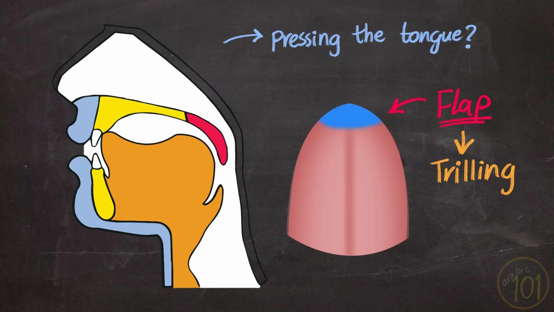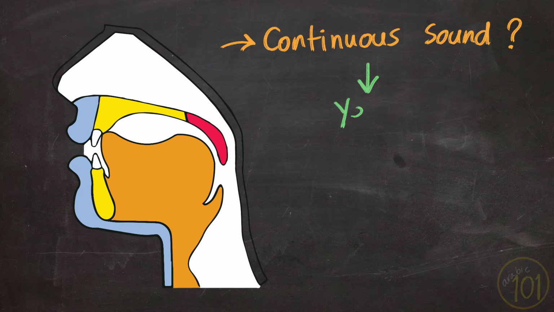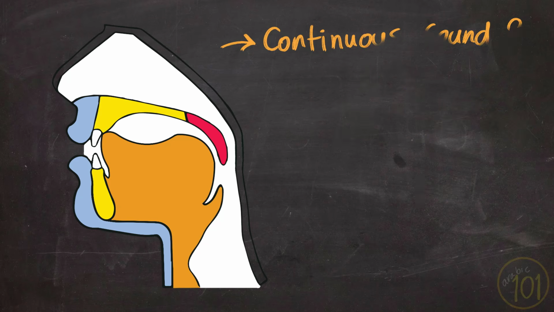So this sound is generated when this entire part of the tongue is pressing without any gap for air to escape from. Second, the sound of ra may be extended. Not that we want to use it like that in the Quran, but it is possible. The technique should make it possible. It is also a good way to practice your tongue placement and technique.